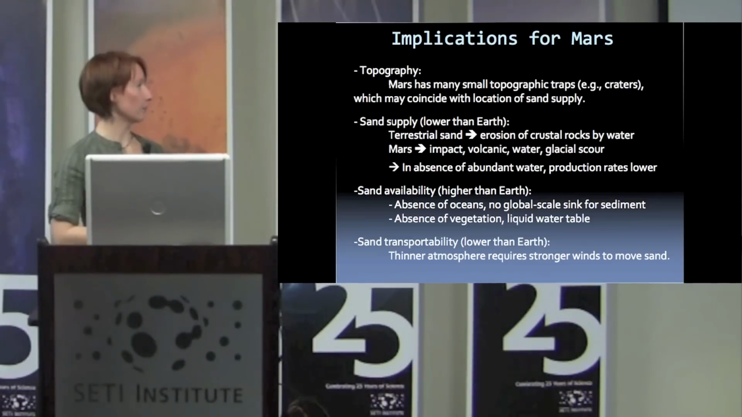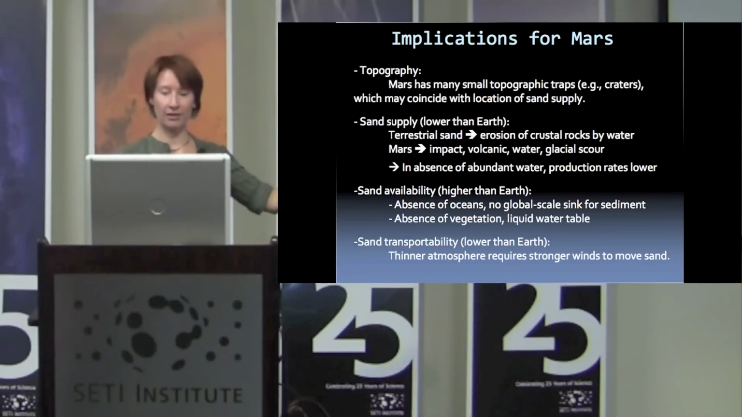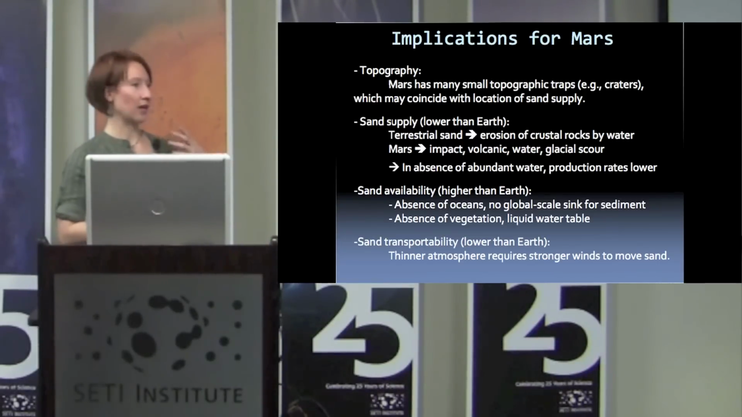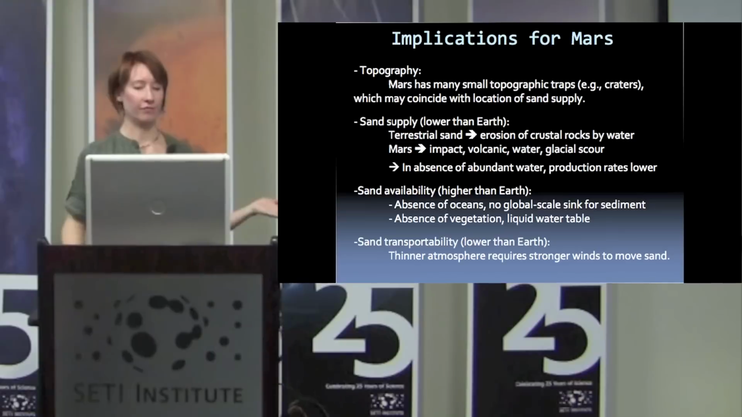However, with the current absence of abundant water on Mars, we think that production rates on Mars are significantly lower. There's also sand availability, which is the slide that I skipped. What I mean is sand that is available for transport. So it's sitting on the surface and it's just waiting for a gust of wind to come along. It doesn't have any vegetation keeping it from being eroded. It's not buried. It's not covered by water. On Mars, there's not a whole lot stopping the sand from being moved. It's just sitting there if it's on the surface.